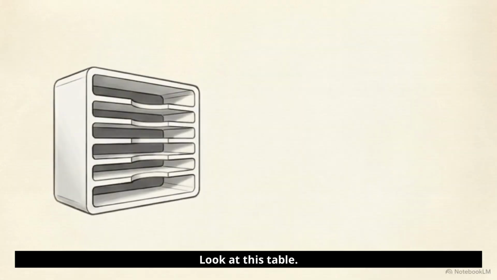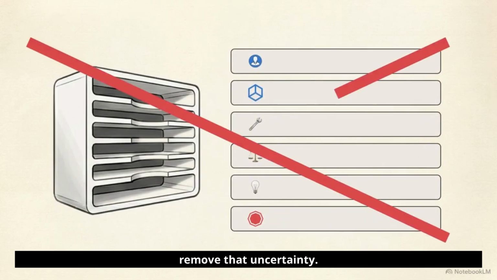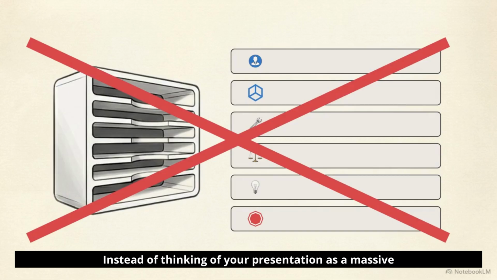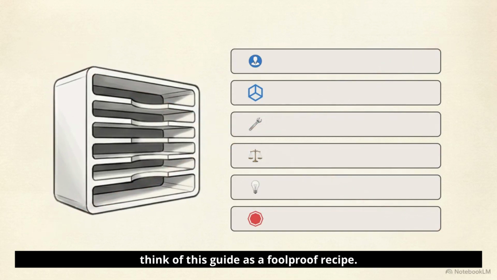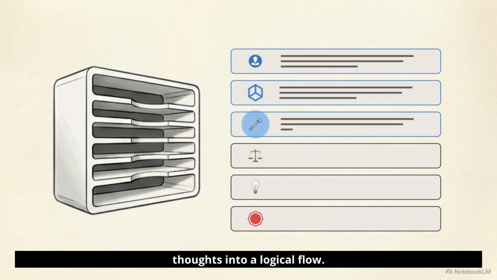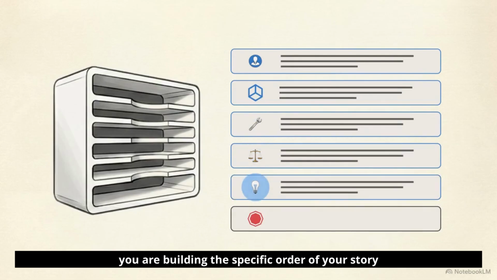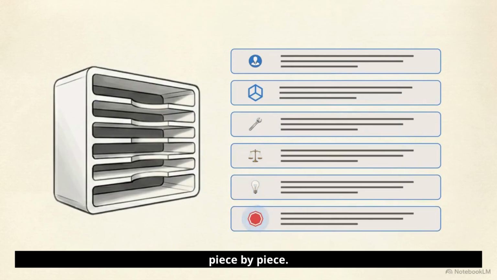Look at this table. This is the Speaking Structure Guide, and it helps remove that uncertainty. Instead of thinking of your presentation as a massive test, think of this guide as a foolproof recipe. Filling out these 6 specific boxes organizes your thoughts into a logical flow. As you answer the prompts in each row, you are building the specific order of your story piece by piece.